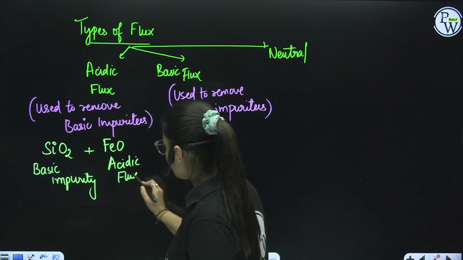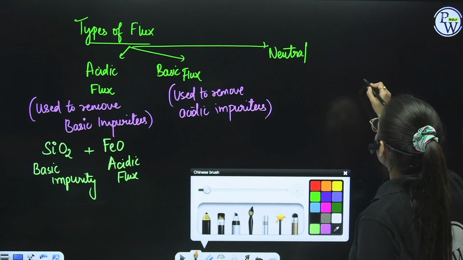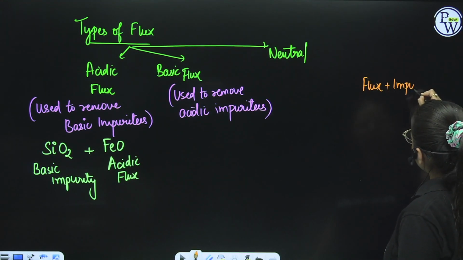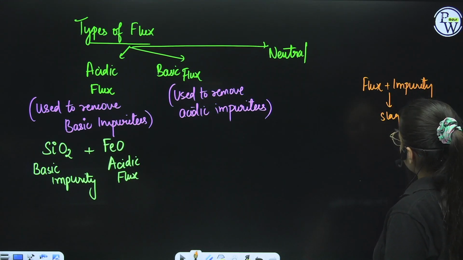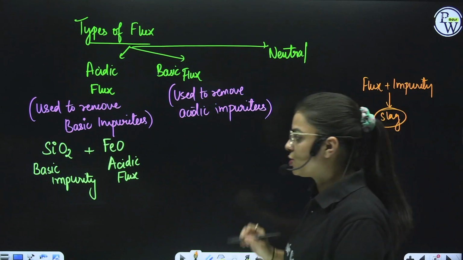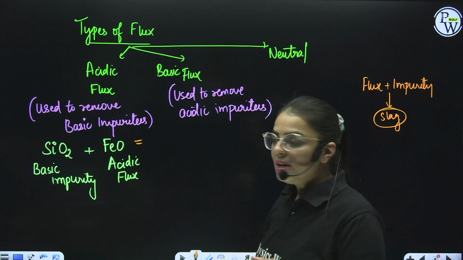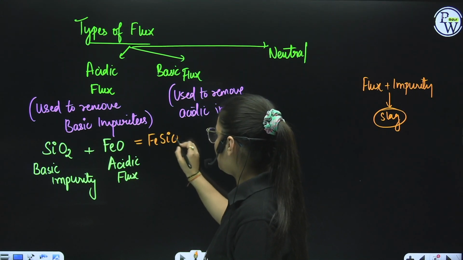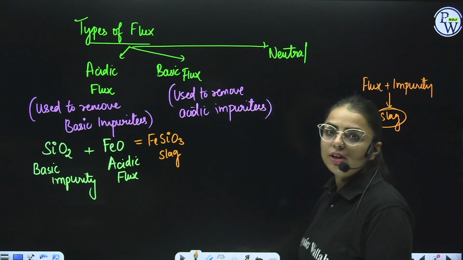Now one important key point that everyone should know: when you add flux into impurity, you are going to obtain slag. What are you going to obtain? Slag. So from here, when you are adding SiO2 and FeO, basically you will be obtaining FeSiO3, which is a slag. This is the slag obtained over here.